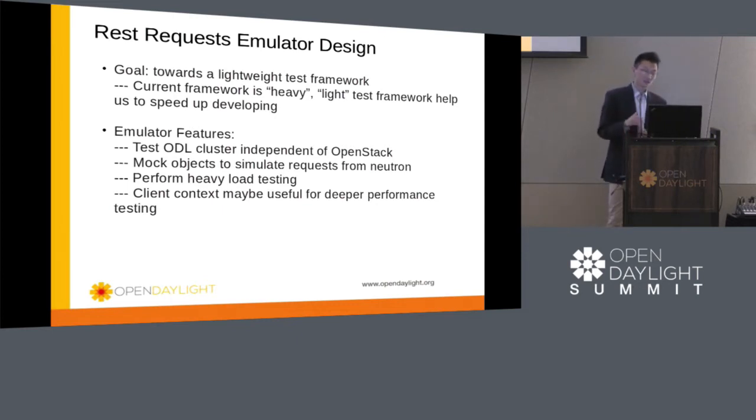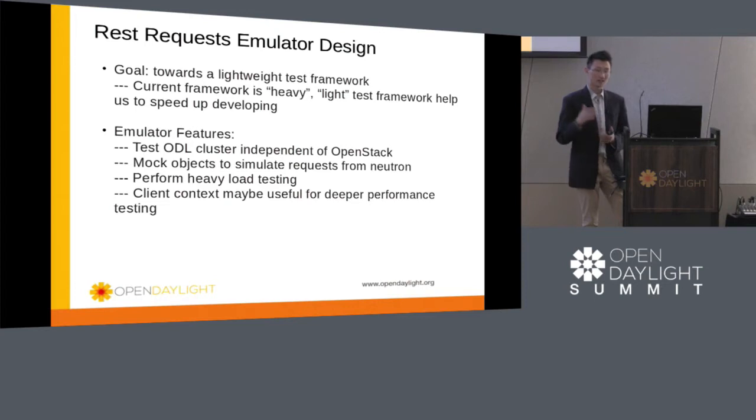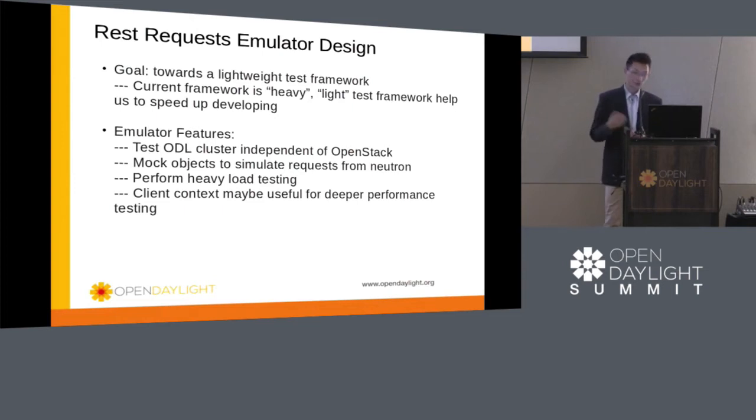And then we need some mock object to simulate requests from Neutron. So for example, if we want to simulate creating networks, creating subnets, or creating ports, each network operation has a different object to send. So we want to simulate that object as the input for the simulator. And then we will perform some heavy load testing to generate traffic to the OpenDaylight cluster.